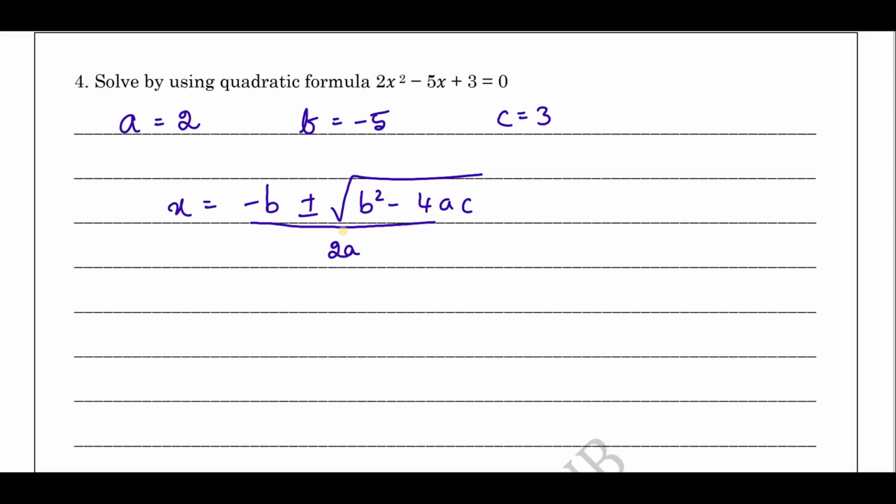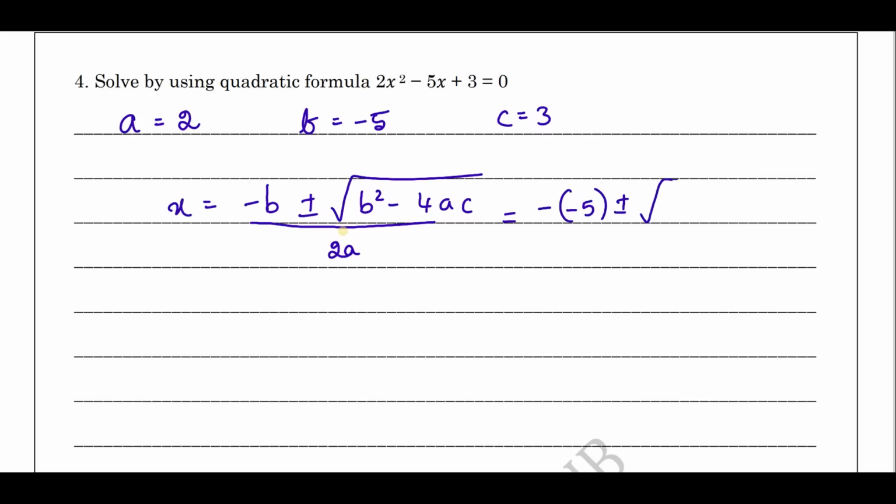Repeat the formula with me. Try to learn the formula first. For any question, dear students, first try to learn the formulas. Whatever the chapter it might be, first try to learn the formulas, then you will feel confident that you know the formula. The quadratic formula is, repeat with me, x equals minus b plus or minus square root of b square minus 4ac divided by 2a.